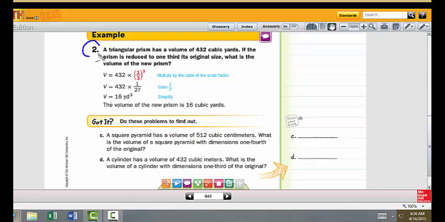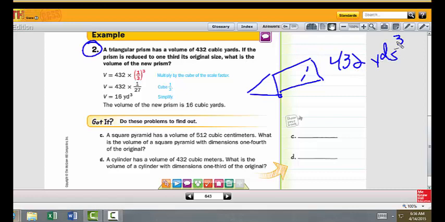Problem number 2. A triangular prism has a volume of 432 cubic yards. So again, we have a triangular prism here, one of these that looks like this, and it has 432 yards, and these are cubic units. If the prism is reduced to 1/3 its original size, what is the volume of the new prism?